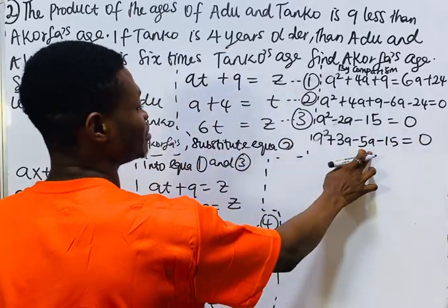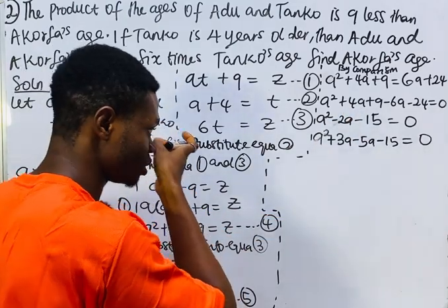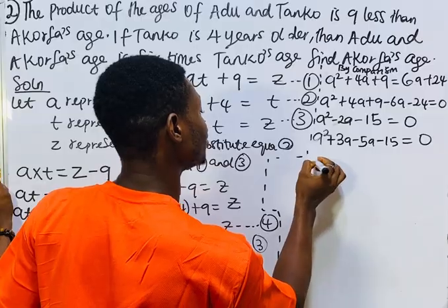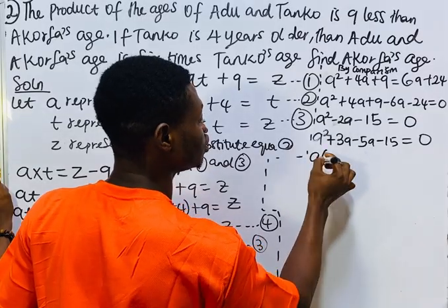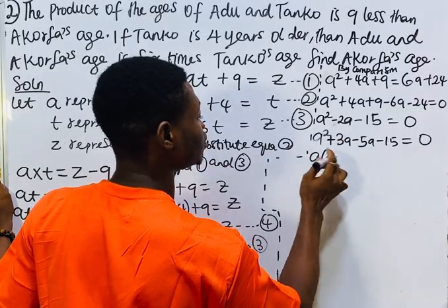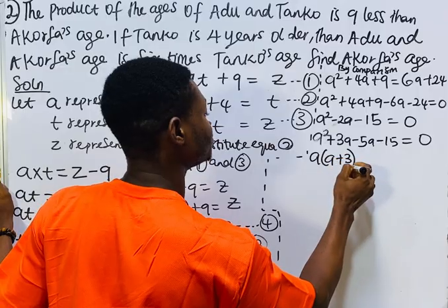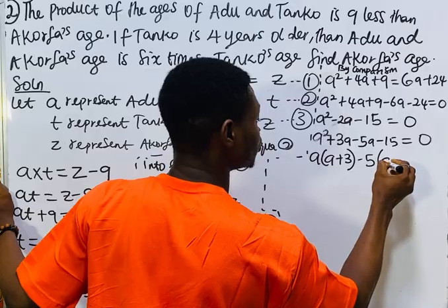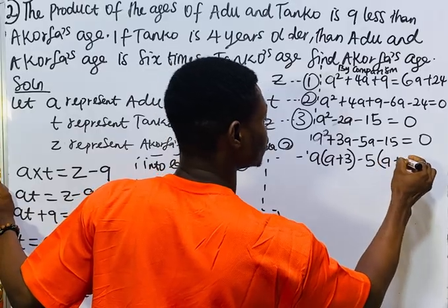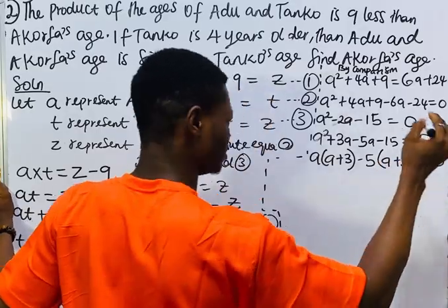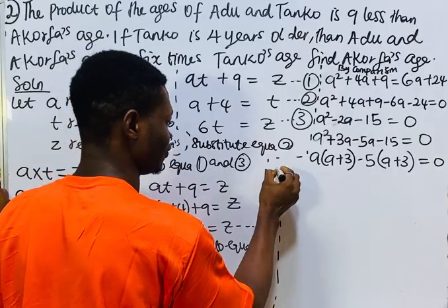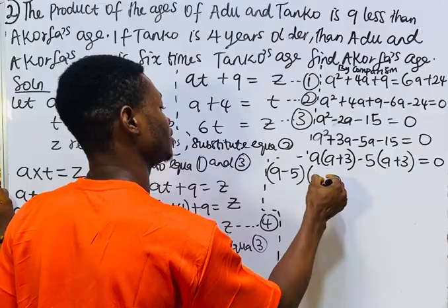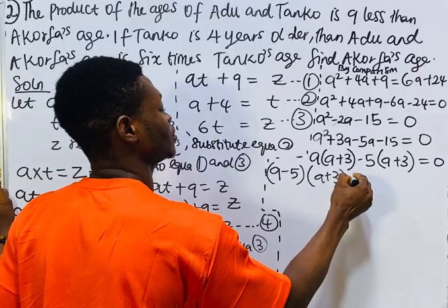So we have split this middle term, and it will give us this value, right? So what is common here? We have a. This into this will give us a, and this into this will give us plus 3. What is common here? We have negative 5. This into this gives us a, and this into this gives us plus 3, is equal to 0. So we have a common factor here: a minus 5 and then a plus 3 is equal to 0.